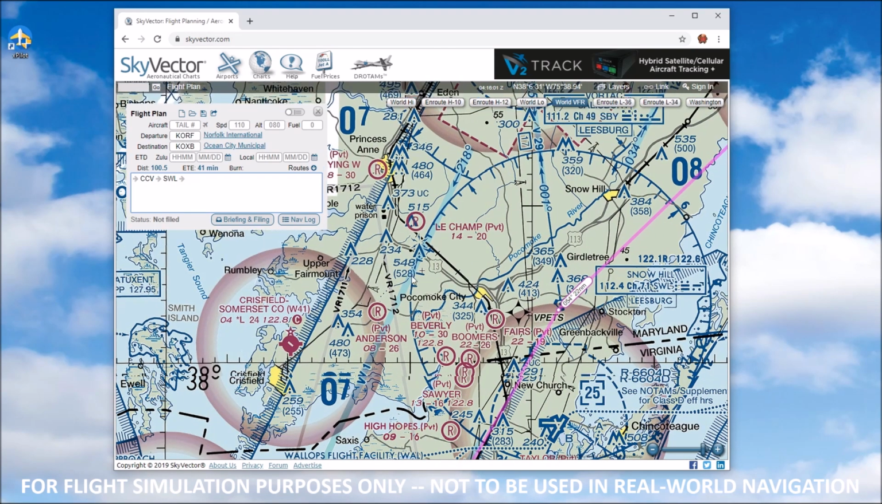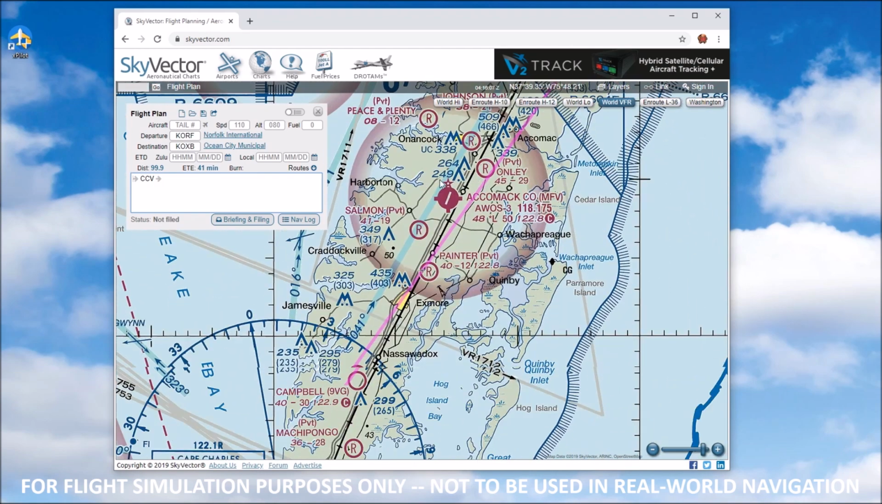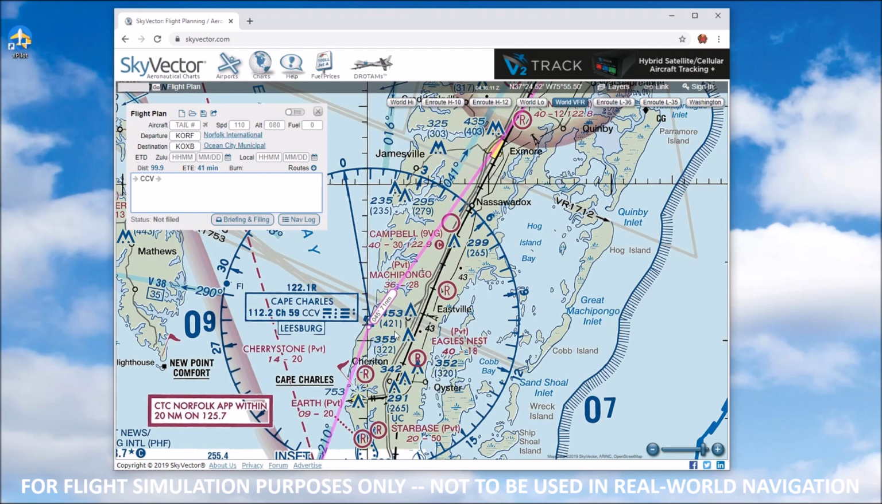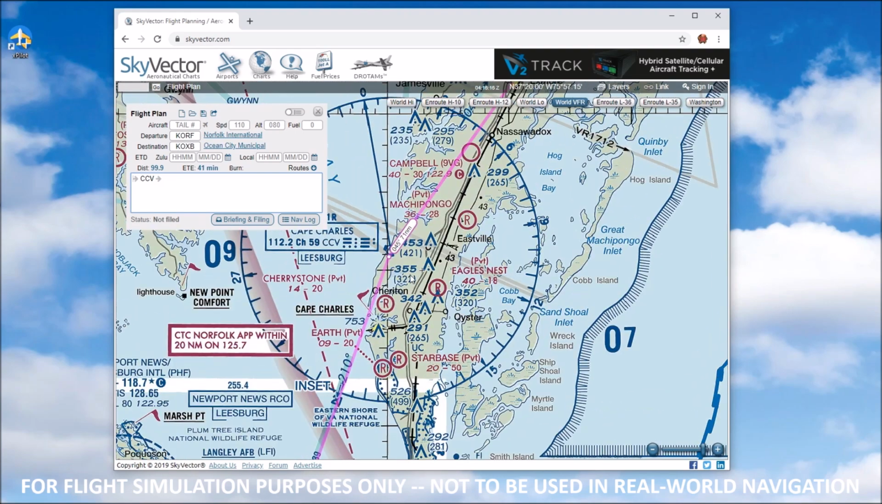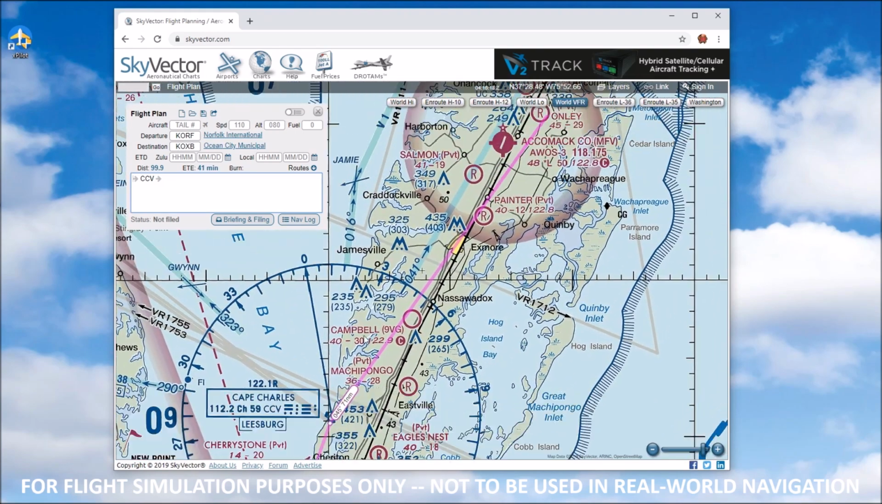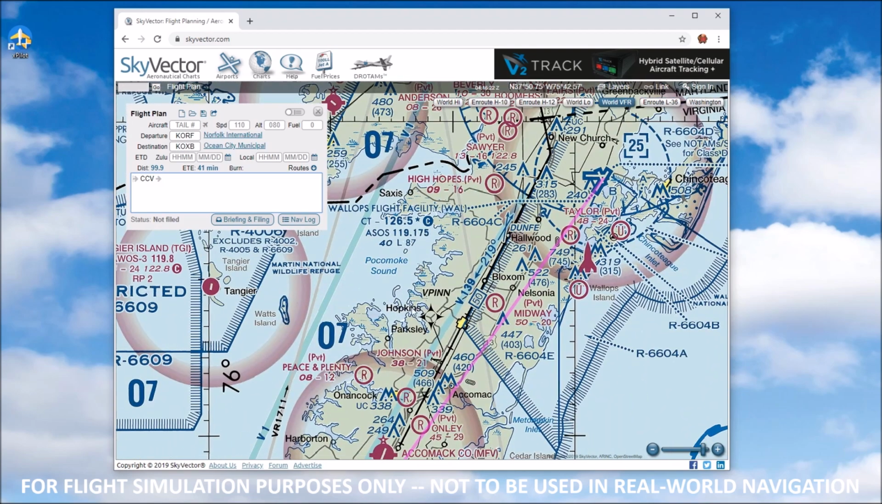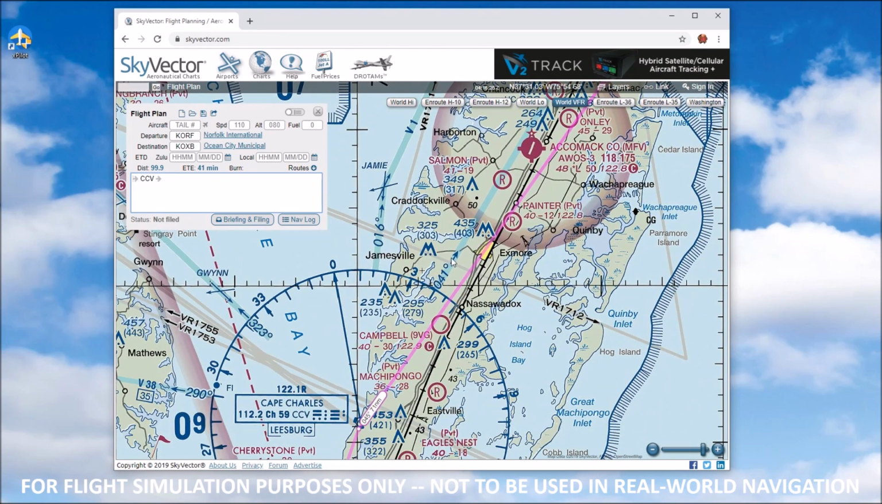Another cool little trick you can do with SkyVector, let's take Snow Hill out of the equation for the moment at least, is you can plot a point based on a radial and distance. So for example, if we were going to fly direct out of Norfolk to Cape Charles, and then we wanted to track on a 035, it would kind of come up to the left of this blue line here that represents the 041, that's a Victor Airway.